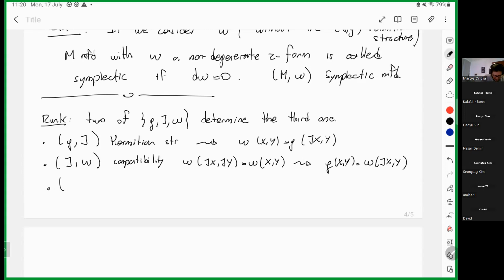And similarly, if we start with omega and G, you can induce the complex structure. So here, you know how omega is, and you have your metric, so it has to be an endomorphism that realizes the two form omega for this given metric, and this is the guy. So you define J implicitly, satisfying this condition. So that's the point of the remark. So any two of these three determine the third one.